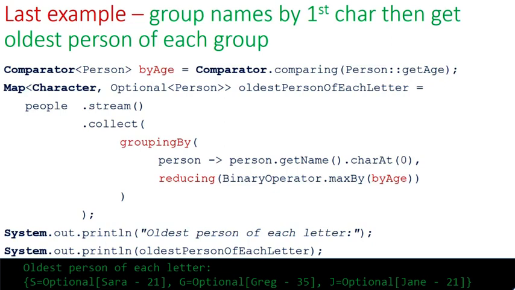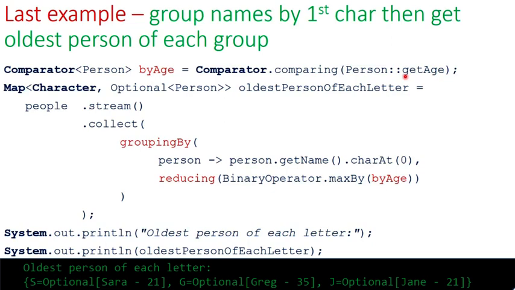And of course, the result of that is actually an optional. So if I go back up here and start decrypting all the data types, the oldest person of each letter is going to be a map that takes a character and then an optional of person. So that's my end result here. And the byAge method that I use here, you're already familiar with. It's a comparator of person, and I obtain it just by calling the static comparing method from the Comparator class and passing the accessor to the field that I want to use for the comparison.